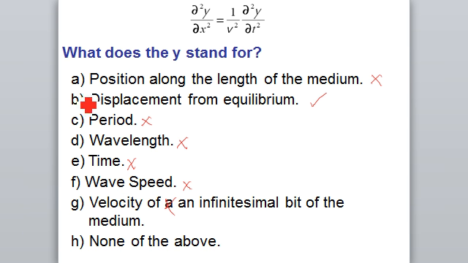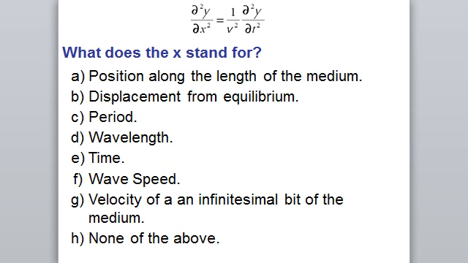Looks like B is the only one that makes any sense. The displacement from the equilibrium. It appears two places. When we're taking the derivative of it with respect to x and the derivative of it with respect to t. Okay, let's move on to the next one.